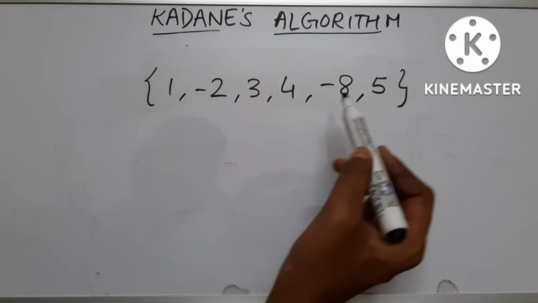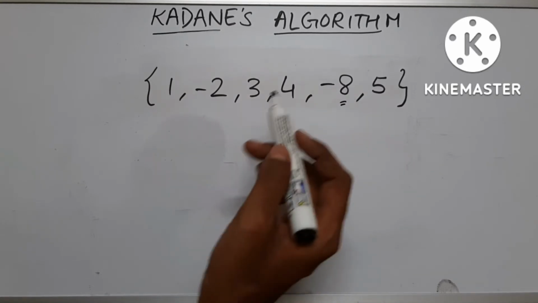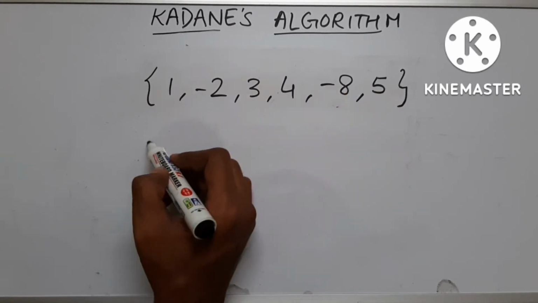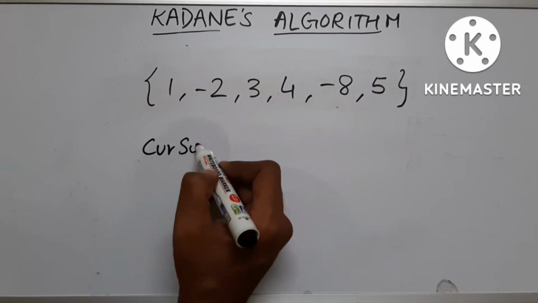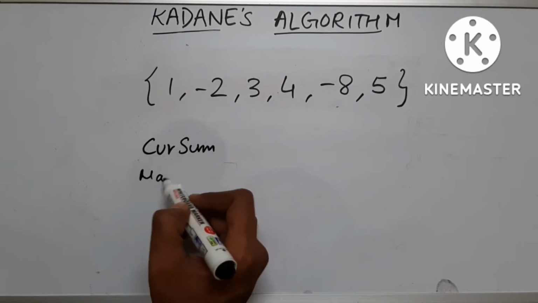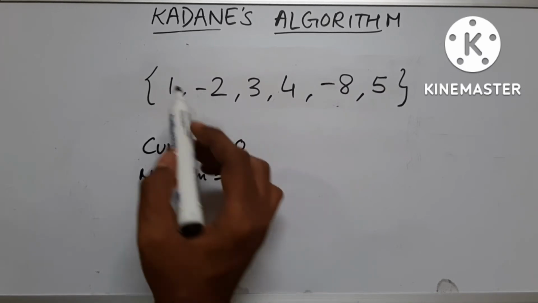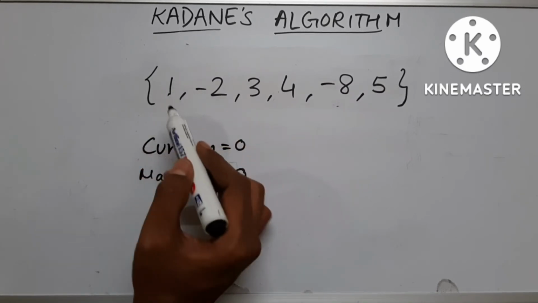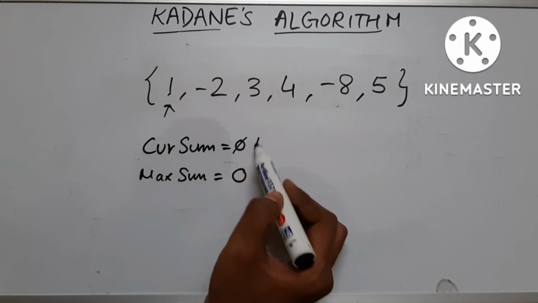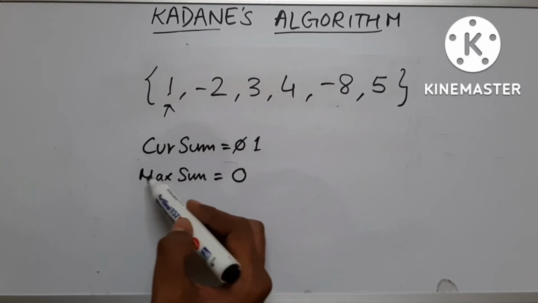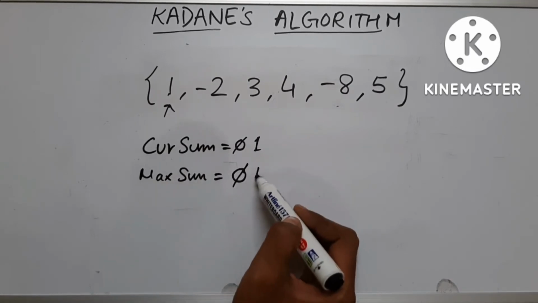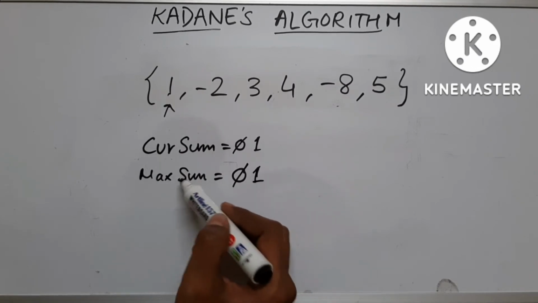So this is the same example. I have modified only this value. So let's apply Kadane's algorithm over here. We have current sum, we have max sum as 0. So we come over here, we add this value to current sum. We see that 1 is greater than 0, so we make max sum as 1.